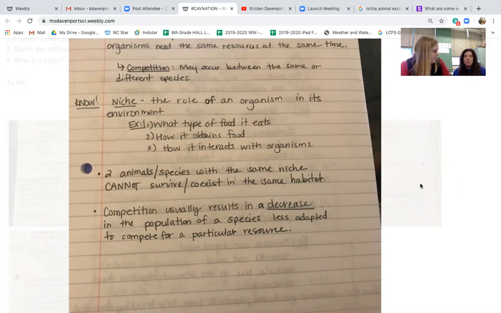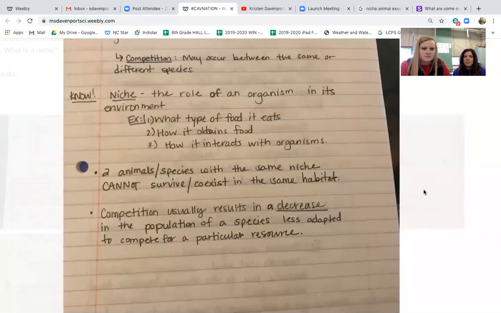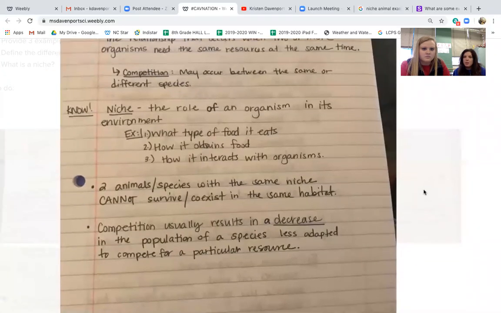I have always referred to it as like the organism's job in the environment. Like everybody has a job. Like right now we're teachers, you're students, that's your job. So every organism, ants, all the way up to an elephant, they have their jobs. Okay, so a niche is the organism's job in their environment, in their ecosystem. How do they contribute to their whole ecosystem? And this is usually a test question on the EOG, and it's literally just this word.